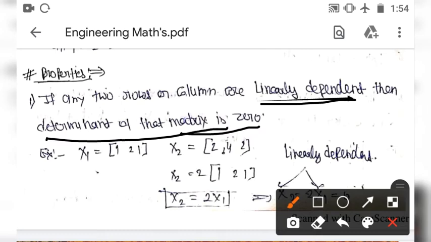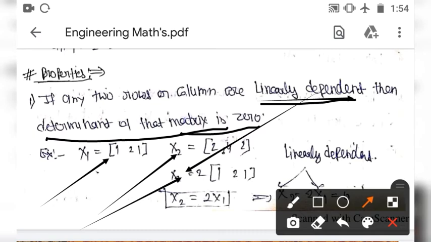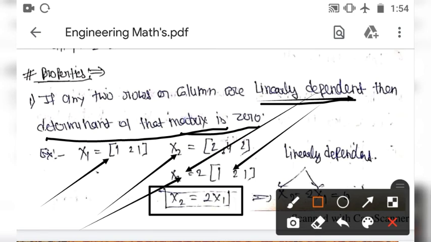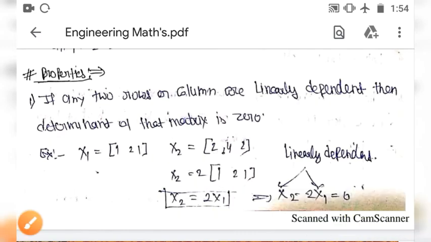As an example, suppose there is a vector x1 with elements 1 2 1, a vector x2 with elements 2 4 2, and a vector x3. Now we can write vector x2 as a scalar multiple of vector x1: take 2 common, and the remaining inside is 1 2 1, so x2 is equal to 2x1. So we can write it as a scalar multiple of x1, meaning there is a dependency between x2 and x1. So the determinant of these two vectors will be 0, meaning x2 minus 2x1 is equal to 0.